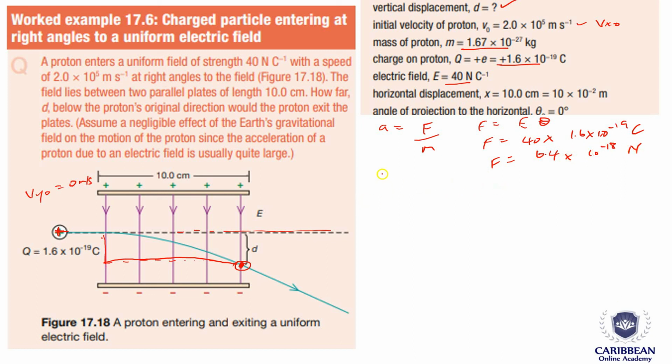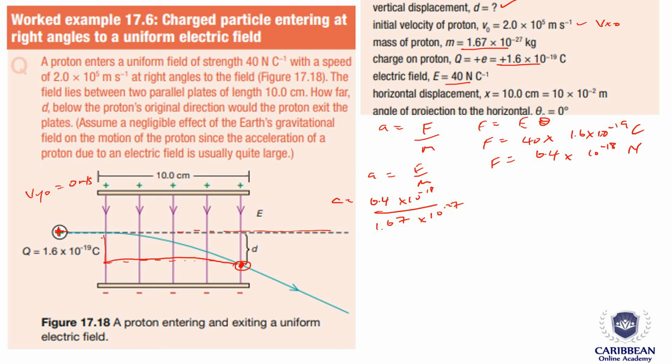If we divide that by the mass, now we can find the acceleration. So acceleration is going to equal force divided by mass. Acceleration is going to be 6.4 times 10 to the minus 18 divided by the mass. Mass was given to us as 1.67 times 10 to the minus 27.